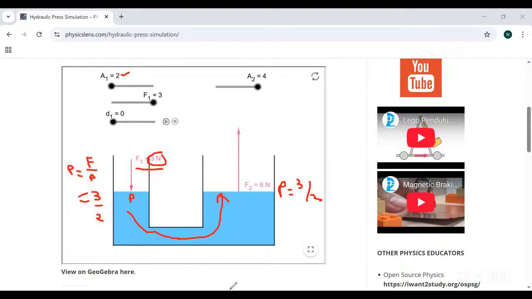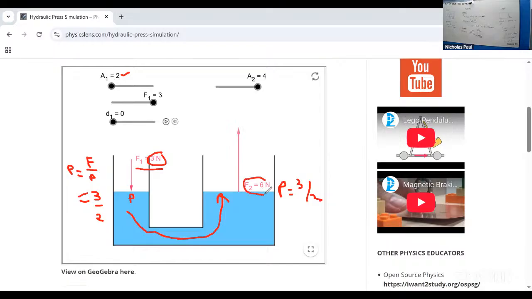Now let's see if we can figure out the force that it will be able to lift. We know we're seeing 6, but let's see why. We know that P is equal to F over A. So if I cross multiply, I get F is equal to pressure times area.